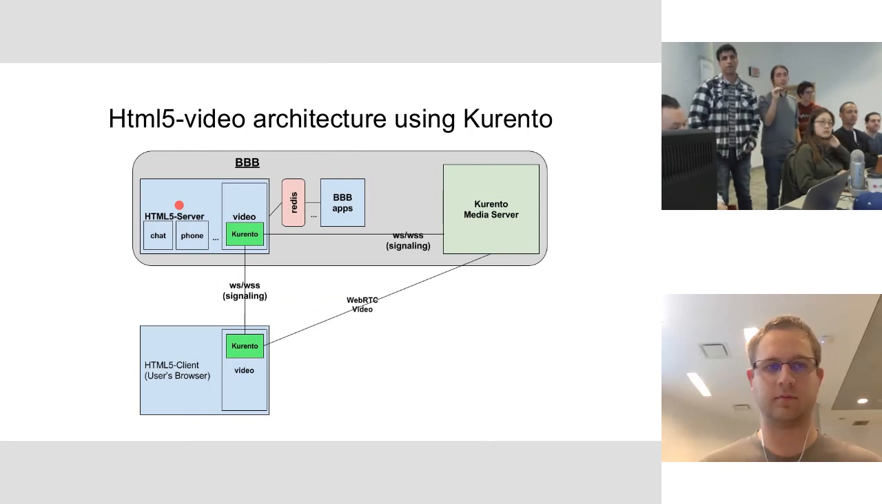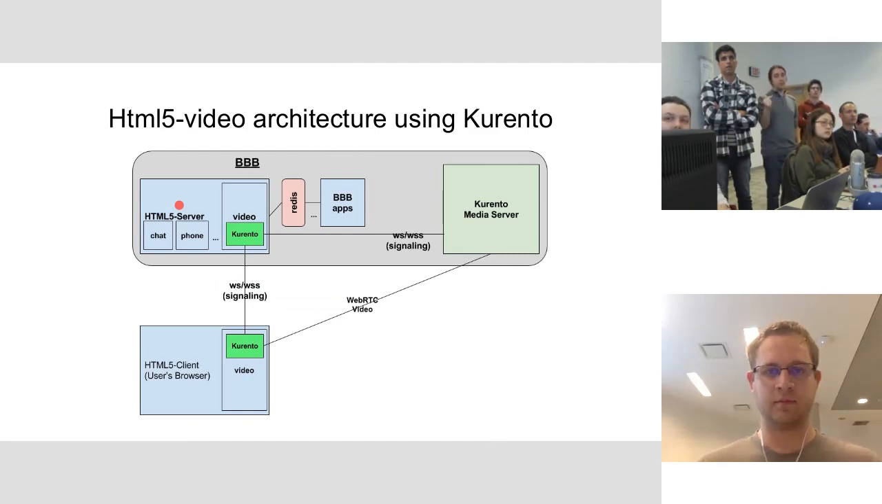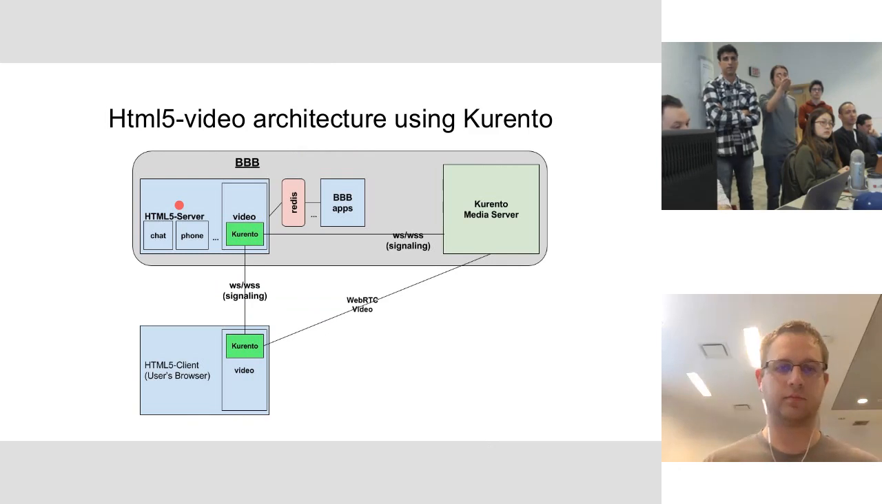On the HTML5 client side, we have a WebSocket which does the signaling. If I want to share my webcam, I send a message to the server saying, this is my webcam, this is my user ID. It opens the stream on Kurento Media Server, and then each other user who wants to receive my webcam stream says, here's Lucas' webcam ID, I want to see this stream, and it gets the WebRTC video directly from the Kurento Media Server.